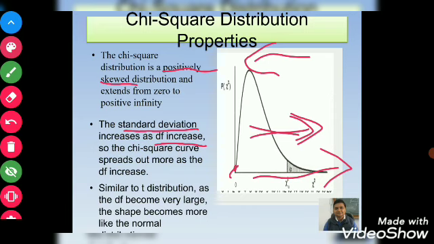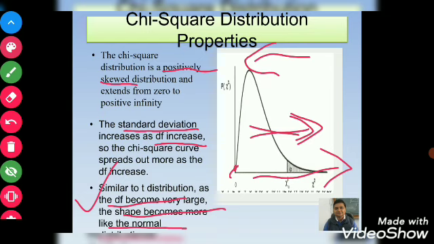Similar to the T distribution, as the degree of freedom becomes very large, the shape becomes more like a normal distribution. If you remember the properties of the T distribution, I told you that as the degree of freedom increases, the T distribution becomes the normal distribution. So here also, as the degree of freedom increases, your chi-square distribution will become a normal distribution.